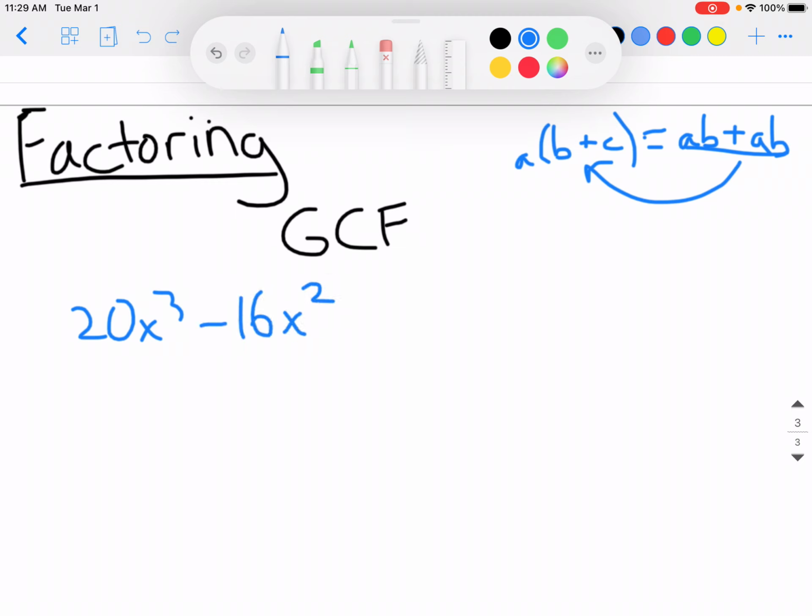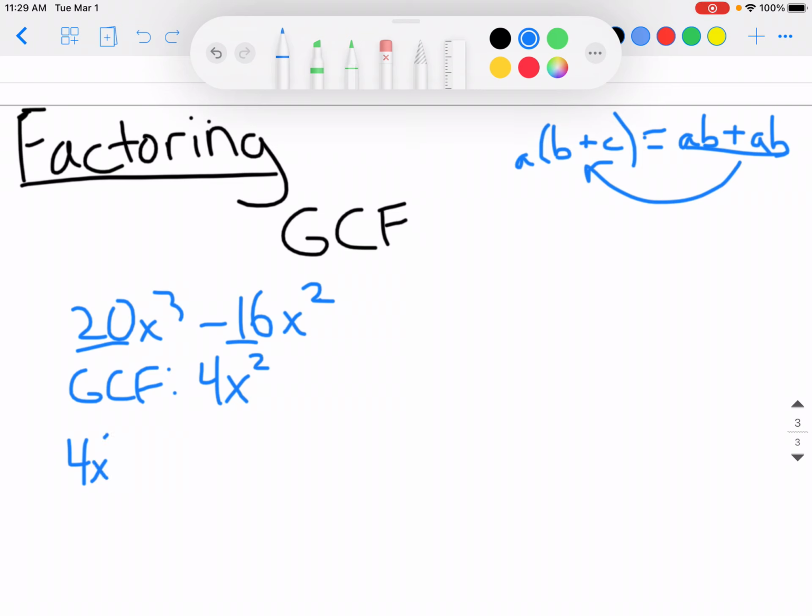All right, the way we're going to do this is first identify what that GCF is. And to do that, we go by the numbers and then by the variables. So by the numbers, my GCF here is going to be 4. And then I go to the variables. They both have an x. And I want to look at the exponents. They both have at least x squared. That's the smallest one. So now that's my GCF.